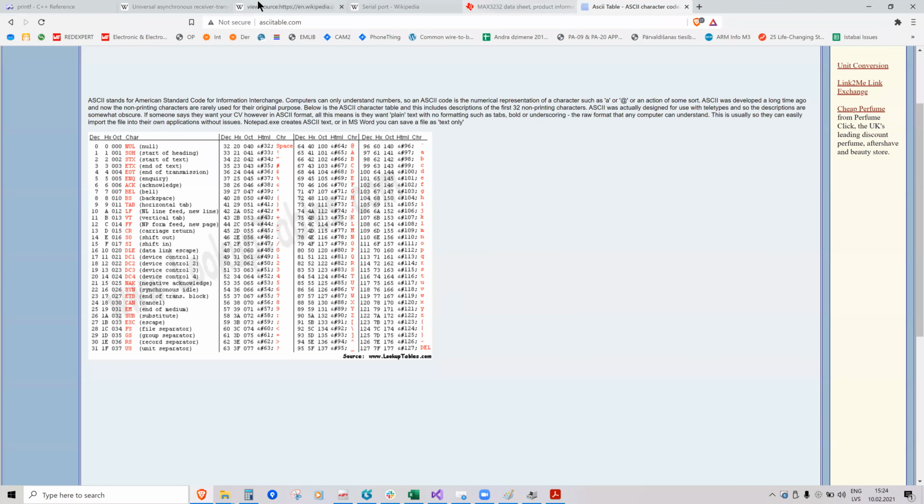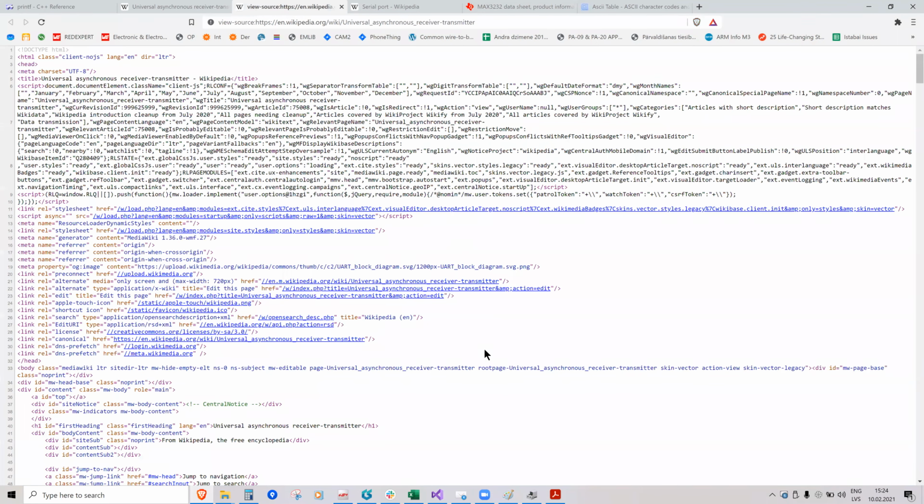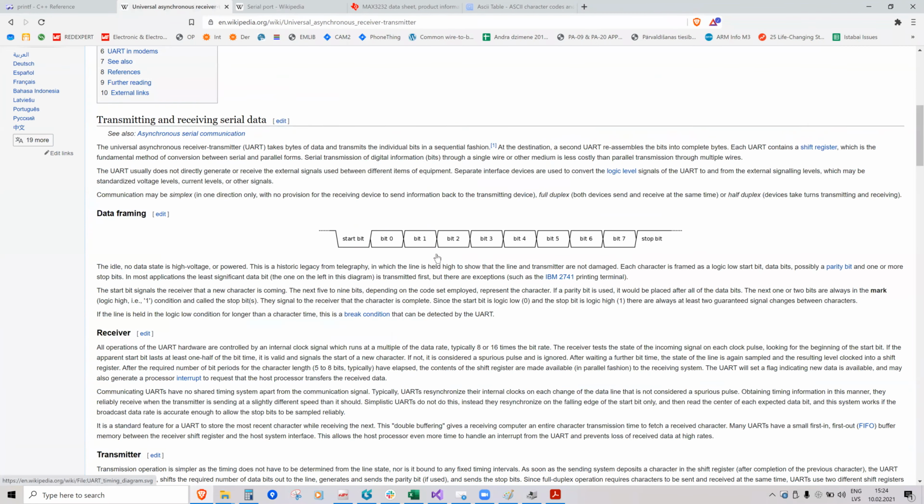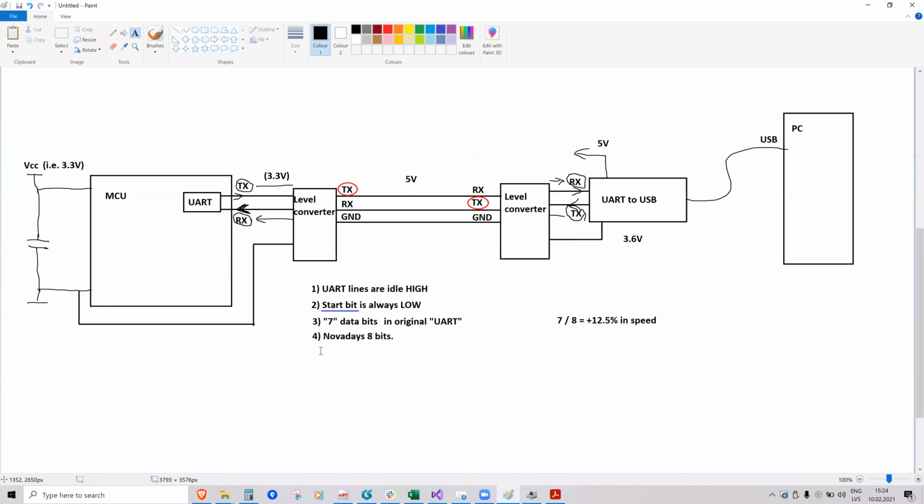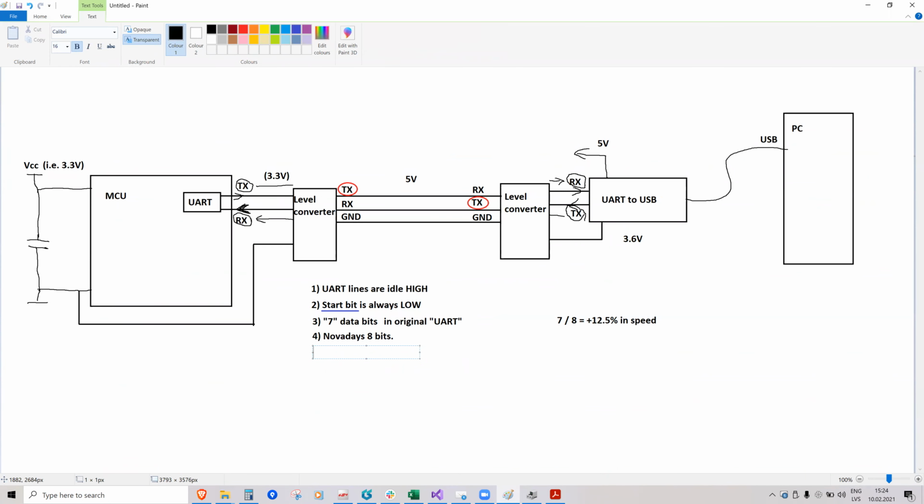Okay, so after sending data bits, for example, here it's 8 data bits, 0, 1, 2, 3, if you count from 0, after them you can put in either a parity bit, so either even or odd parity, which is optional.